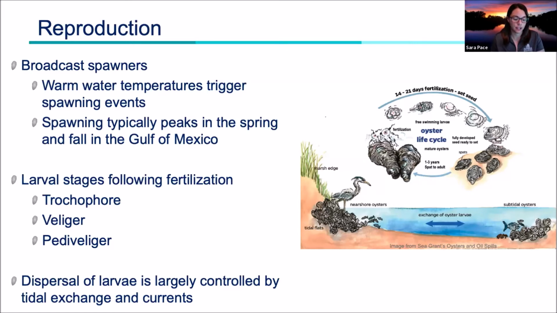And at this stage, they're called the veliger, and they remain in the water column for anywhere between 2 to 3 weeks. And then they develop a foot and an eye, and at this point they're called pediveligers, and that foot and eye allow them to search for a suitable settlement substrate. And since the larvae spend so much time in the water column, the dispersal of larvae is largely controlled by currents and tidal exchange.